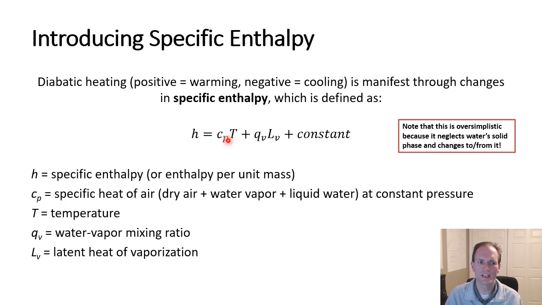So we have something related to changes in temperature here. Then we have something related to changes in moisture content here. We have the water vapor mixing ratio Q sub V here times the latent heat of vaporization that we see here. So if we're looking at changes in moisture at constant temperature, we're going to change enthalpy through this term here. But if we're looking at changes in temperature, whether or not we're at constant moisture, we're looking at this term that we see here. Again, somewhat simplistic, but more than sufficient for our purposes here.